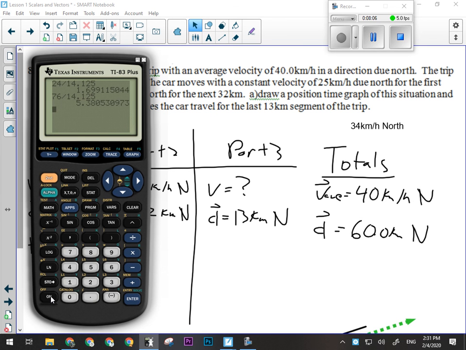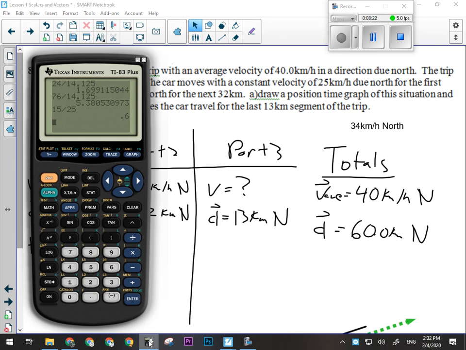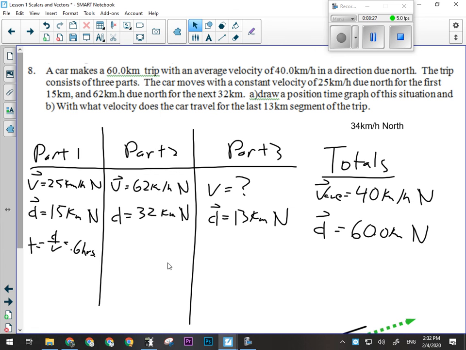So we'll have 15 over 25. Okay, so our first one takes 0.6 hours. The second part of our trip is 32 over 62, and that is 0.516 hours. And our total time is going to be 1.5 hours, 60 over 40. Okay, 1.5. So can I figure out how long part 3 takes now?